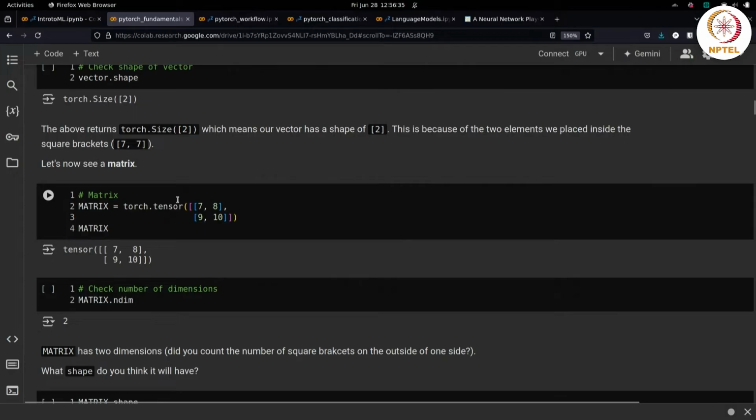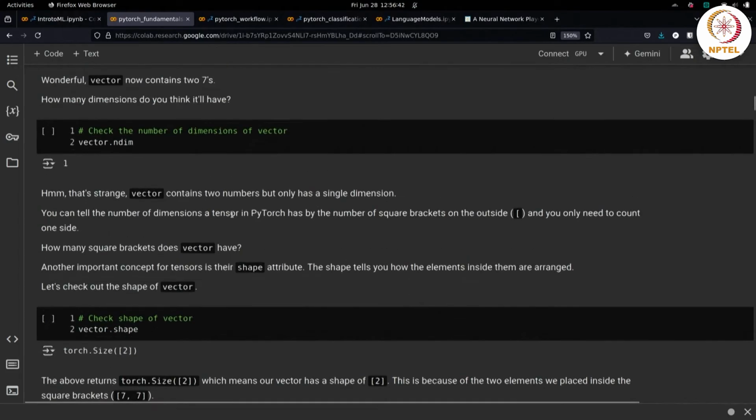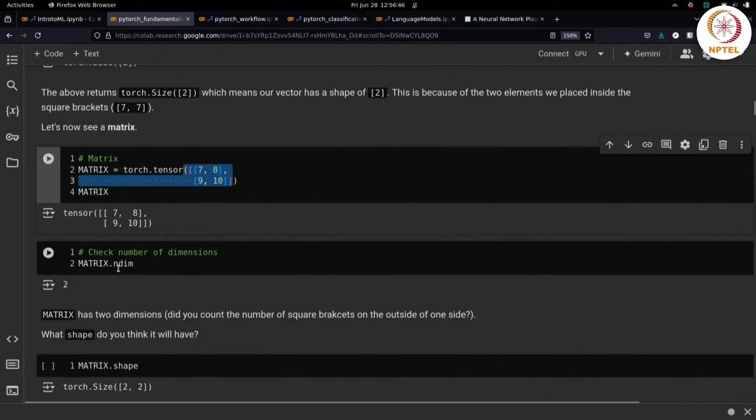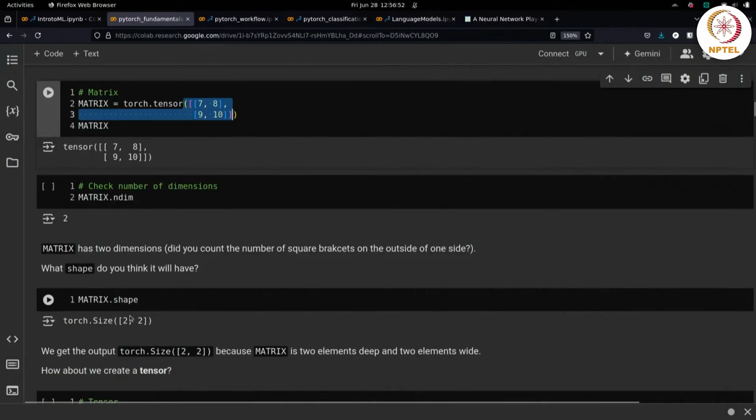So this is a syntax again to create a matrix where you're passing a list of lists, right? A list would create a vector and a list of lists would create a tensor, right? If you check the number of dimensions, you can say that since there are rows and columns, there are 2 dimensions and hence 2. And if you print the shape, you can say that the shape of this matrix is 2 by 2.